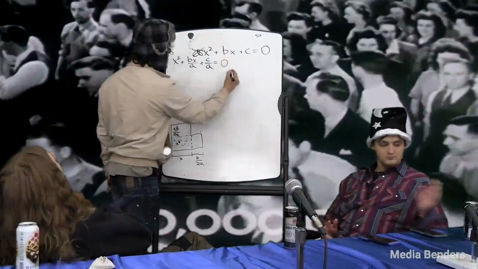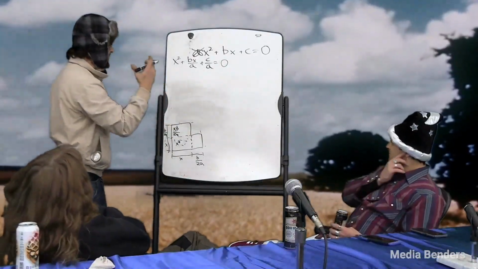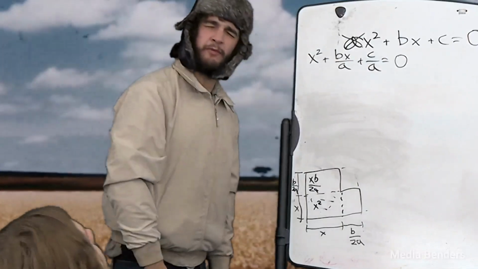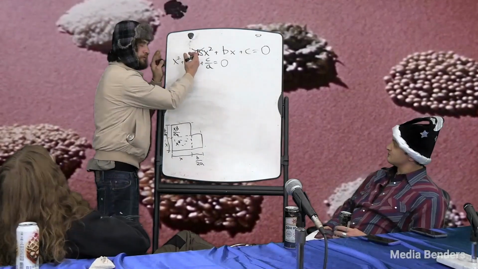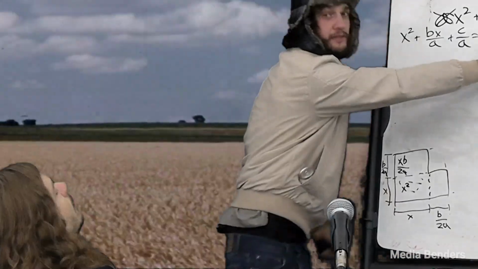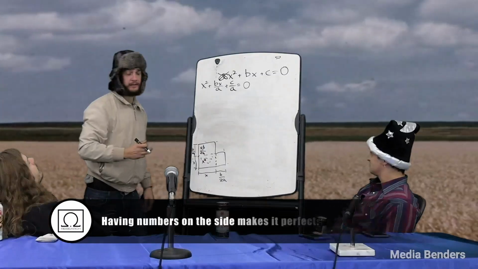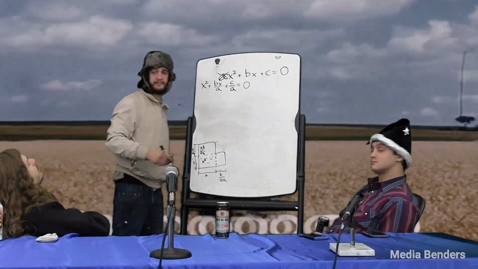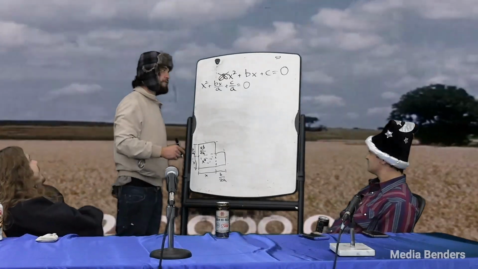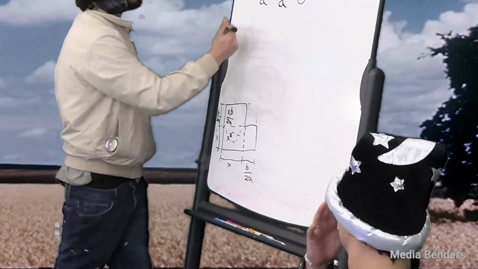We still have a problem with our brackets. We divided them all by a, but then we want to bracket this so that it's a perfect square, and then just have numbers on this side. That makes it perfect, because when it's perfect like that, we can take square roots of both sides and solve for x. We're just going to subtract c over a from both sides.